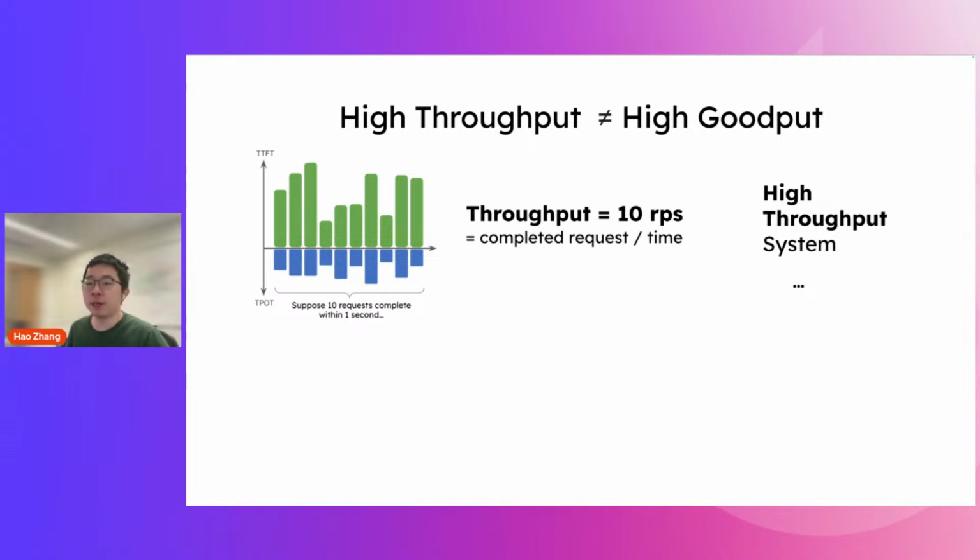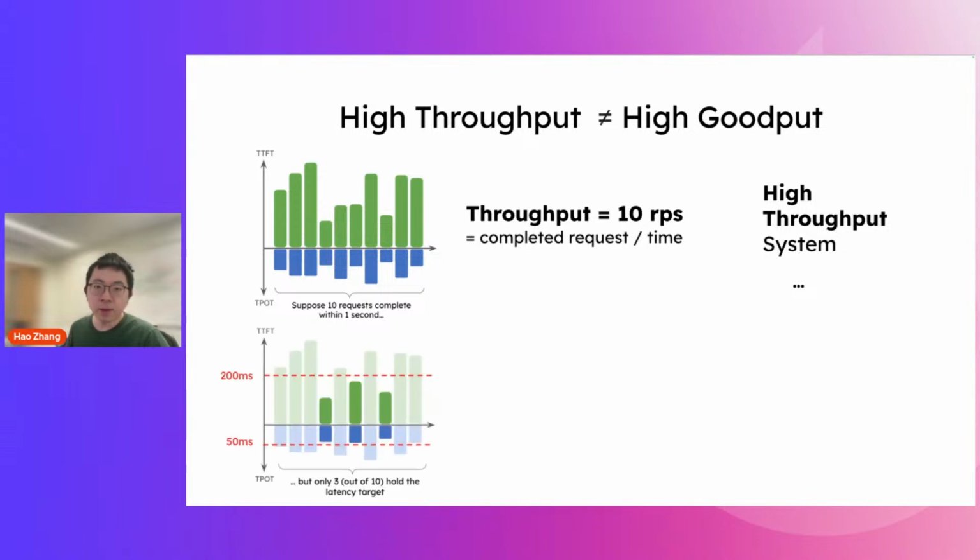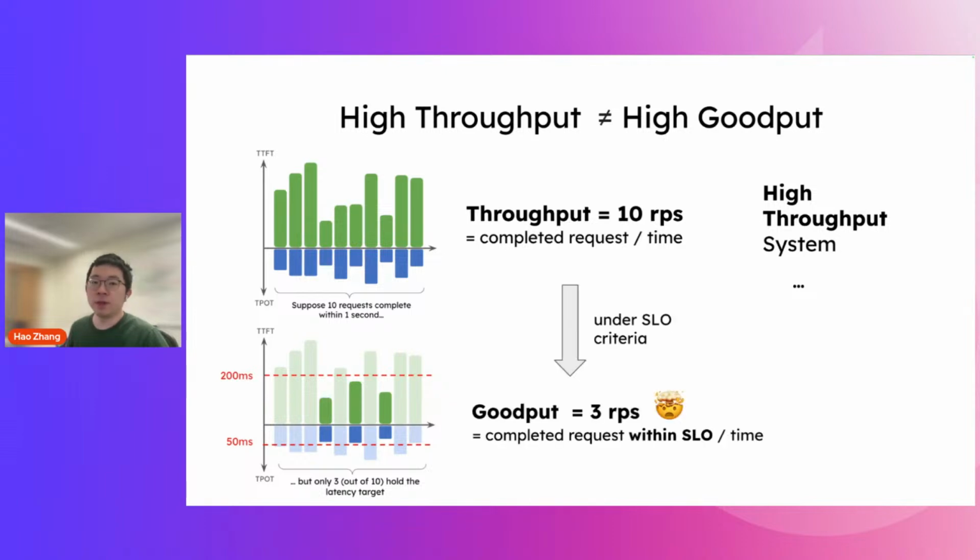Suppose we have a system that can serve 10 requests per second, as I showed in this figure. But when we impose an actual constraint on TTFT and TPOT, here I use the dotted red line to denote the constraint, we can see that only 3 requests survived under both SLOs. That is 3x fewer requests that we can serve without breaking the service level objectives. We call the portion of throughput that is subject to the latency constraints goodput. We give it a name, goodput.